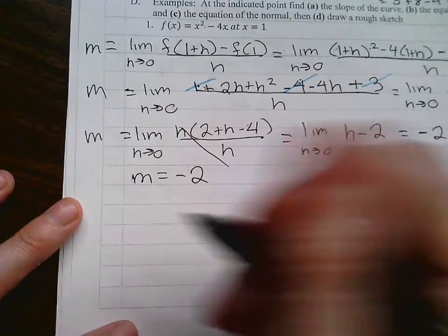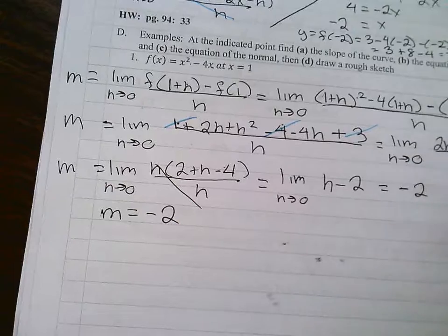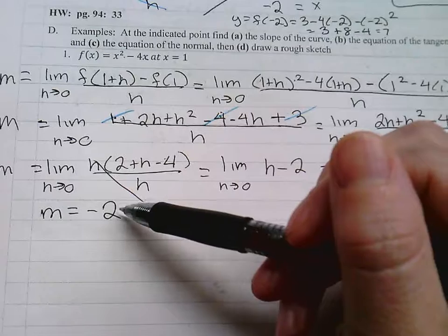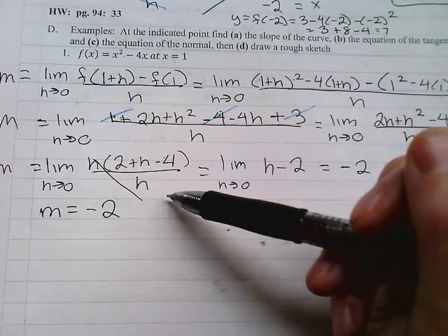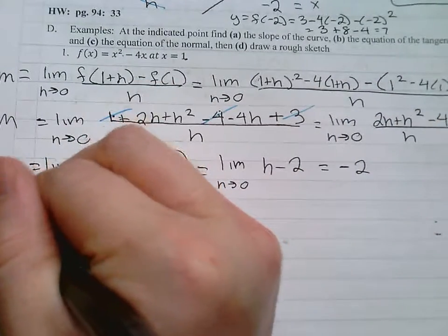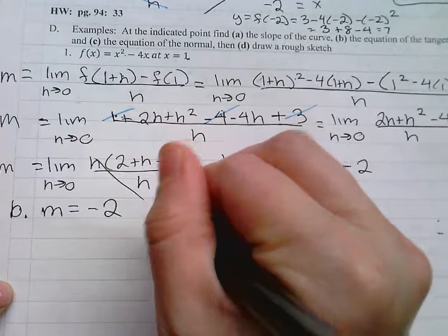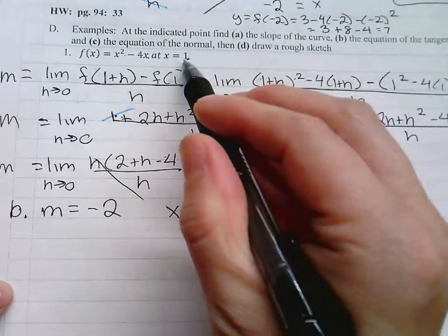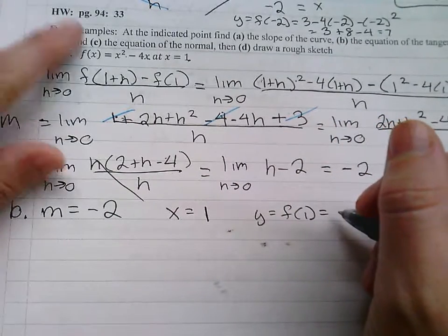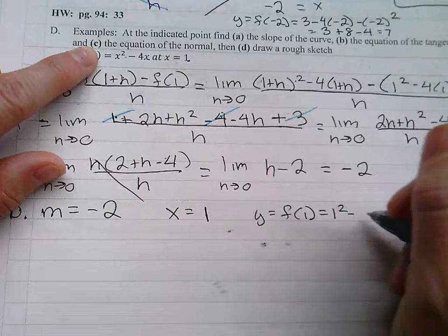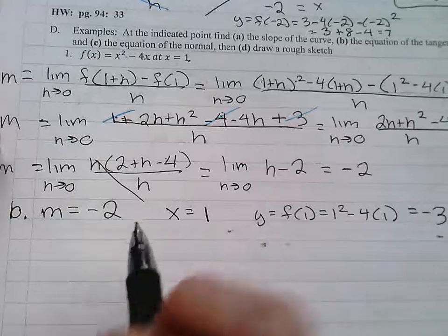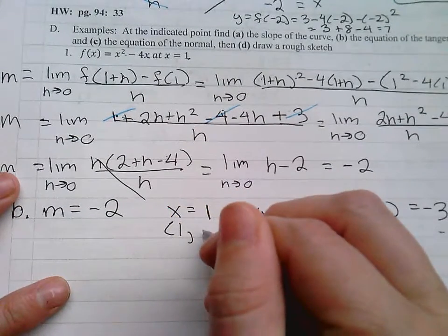Okay, that's A. B, the equation of the tangent line. Remember in algebra 1 or algebra 2, you need a slope and a point. To find the point, we're going to put this x value into here to get our y. So we have our slope. Our x value is 1, that's what we started with. Now to find our y, that's going to be f of 1, which is 1 squared minus 4 times 1, and that's going to be negative 3. So we have our slope, and the point 1, negative 3.